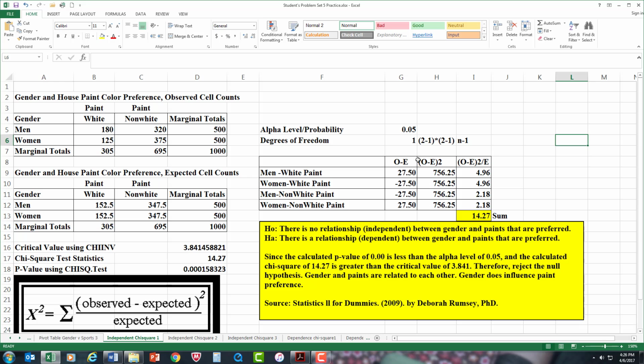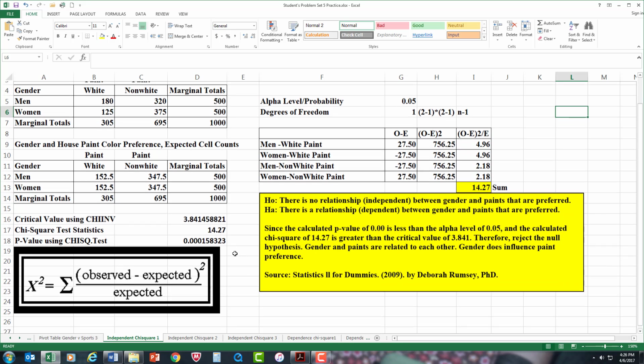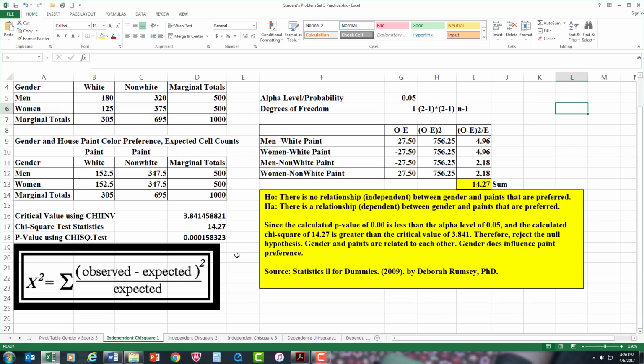And I set up another table which reflects the actual formula, which is observed minus expected, and you have to square that and divide it by the expected. So in one column is the observed minus the expected, in another column you square that, and in another column, here's your final column, you divide the squared number by the expected number.